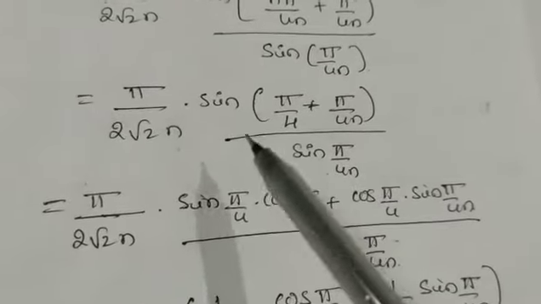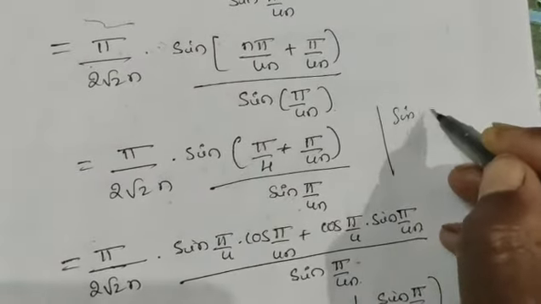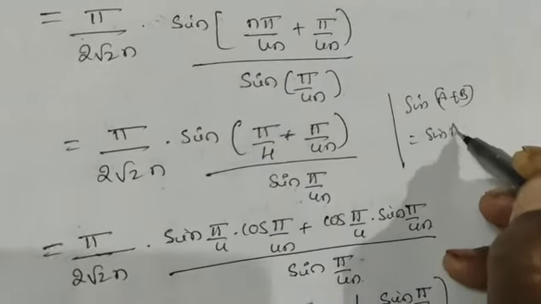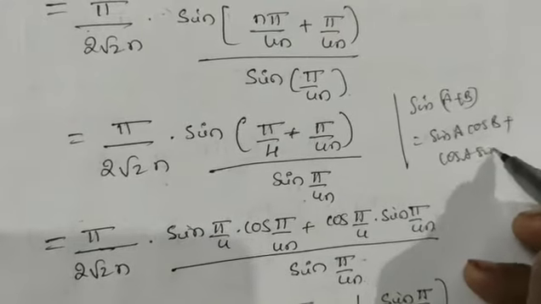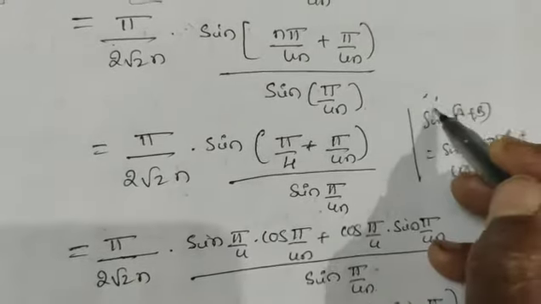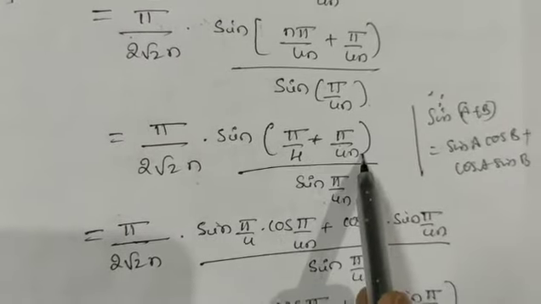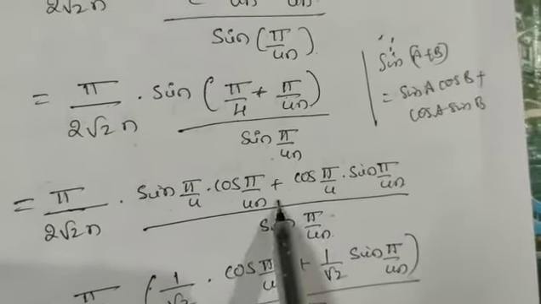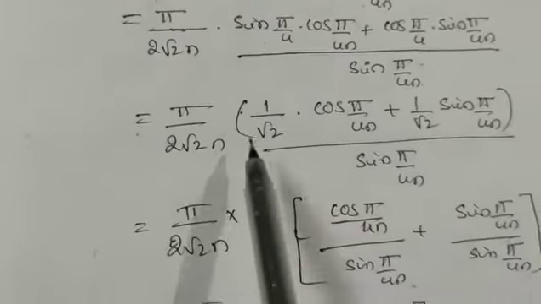It is like sin of a plus b. So we know the transformation formula: sin of a plus b equals sin a cos b plus cos a sin b. So apply that here. It is like sin of a plus b. This one is a and this one is b. So it is sin a cos b, meaning sin pi by 4 into cos pi by 4n, plus cos pi by 4 into sin pi by 4n. So simplify this.